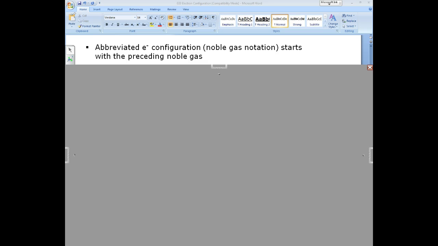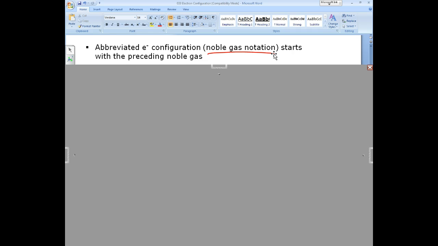Abbreviated electron configuration is called noble gas notation. Make sure that you know that this is what it's called. When I ask for it on a test, I'm going to be expecting noble gas notation back. So you've got to know what it is. And what you're going to do, when you write this type of electron configuration, is start with the preceding noble gas. Remember, noble gases are those elements that belong in group 18.